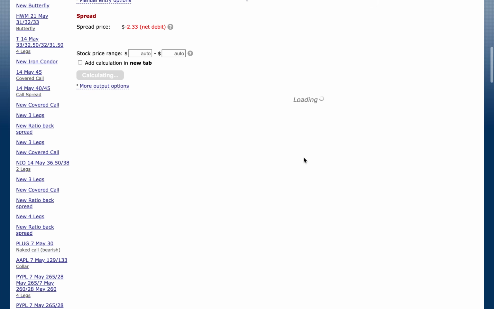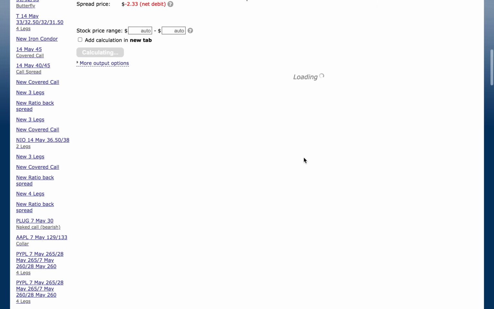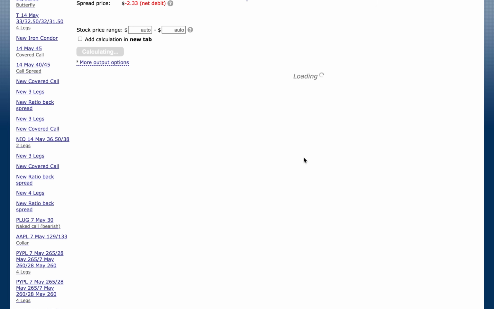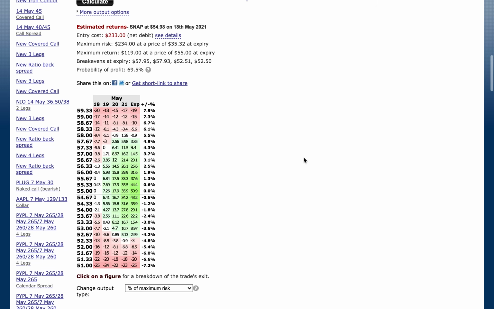And let's calculate this and take a look at what this looks like. This is taking a little longer than usual to load. So there it is, and let's see what's going on. Our entry cost is going to be a net debit of $233 here. If we take a look at our max return, it's going to be about $119. Probability of profit tells us it's about 70%, so it's a pretty high probability.